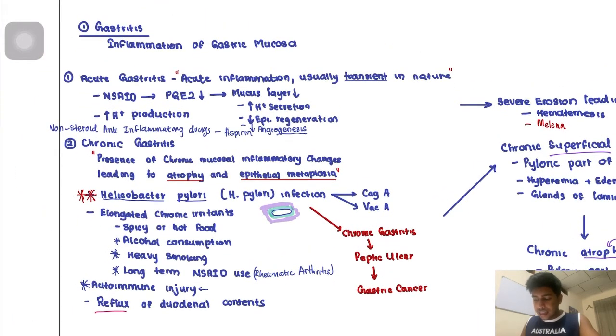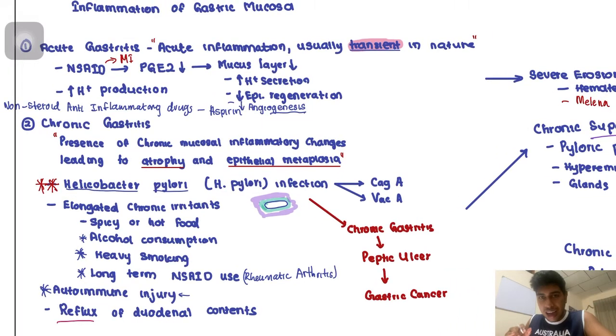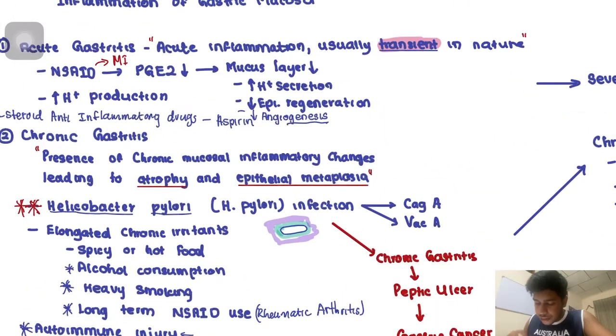Acute gastritis is acute inflammation, usually transient in nature. This is very important. It comes and goes. It's not there all the time. Some causes include non-steroid anti-inflammatory drugs. The best example is aspirin. There are patients after MI, myocardial infarction, who are given long-term aspirin. So they have a higher risk of developing acute gastritis.